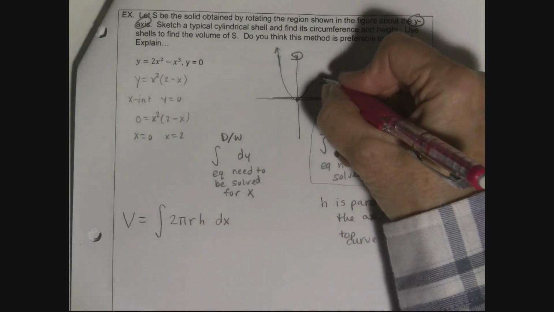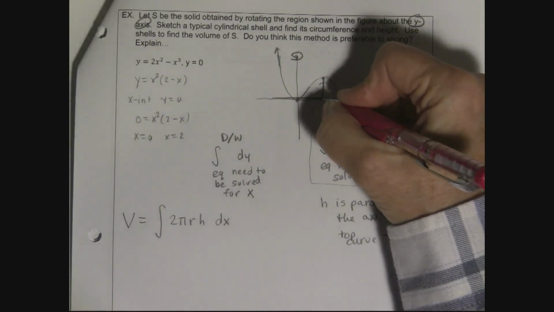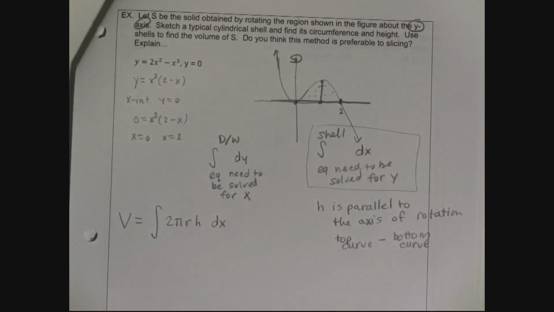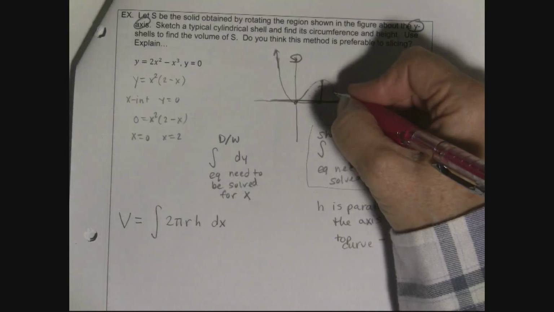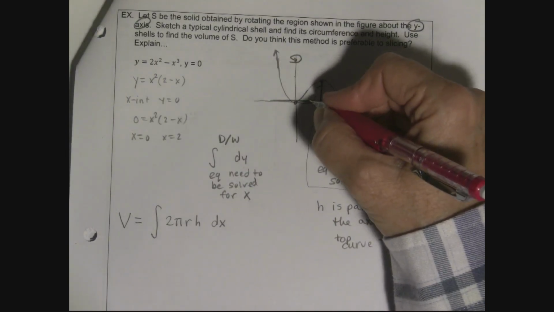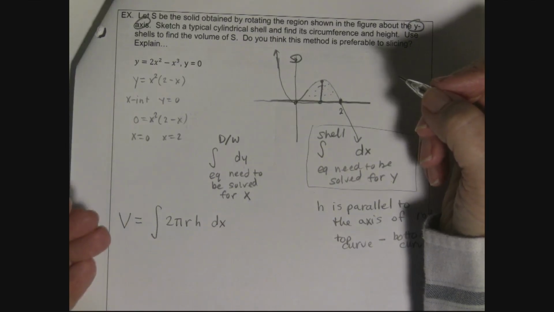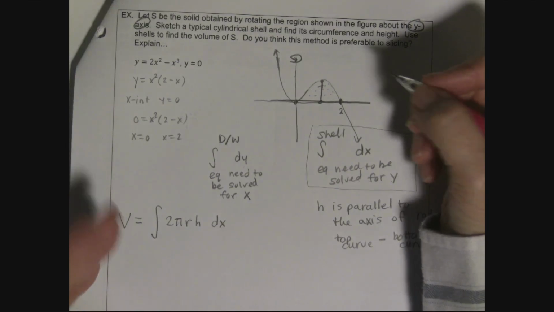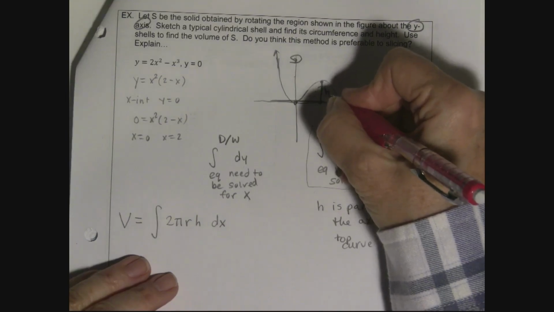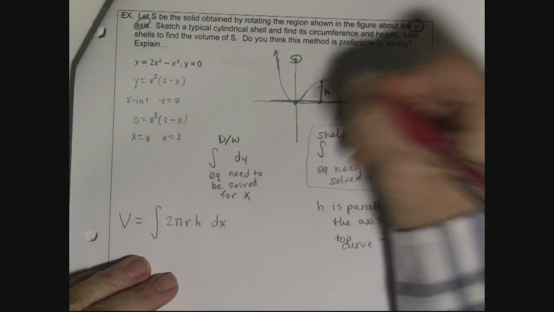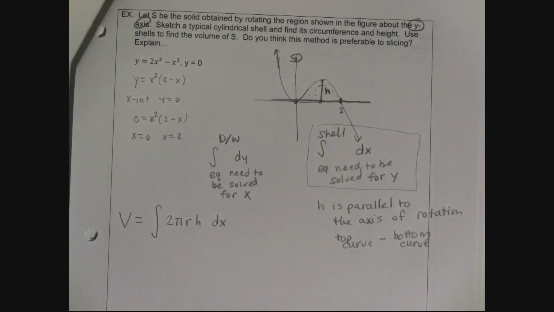Okay, so I'm going to draw a typical h in here, and you draw h wherever you want. I drew mine right in the middle. You could have drawn yours over here, you could have drawn it over here, because there are infinitely many h's, and that's where we're making a slice, which is what we're making here to make our shell. And so right there is my h.